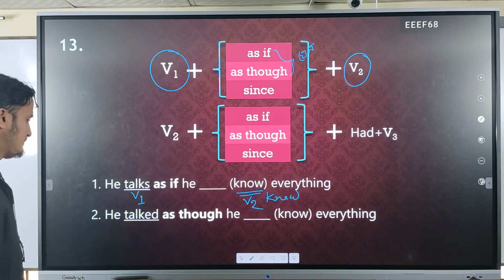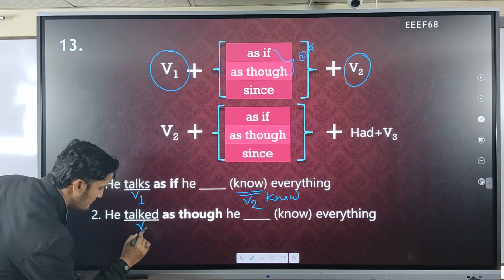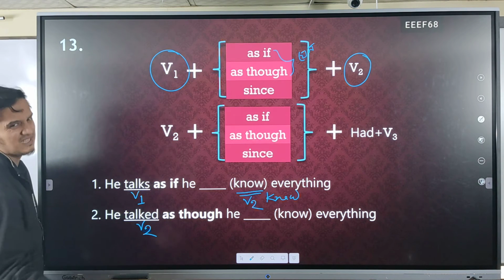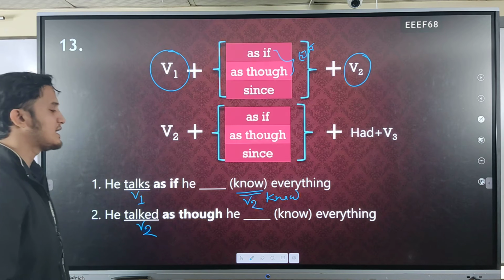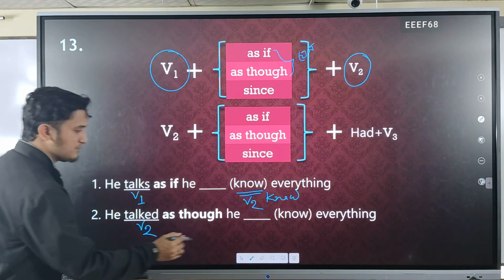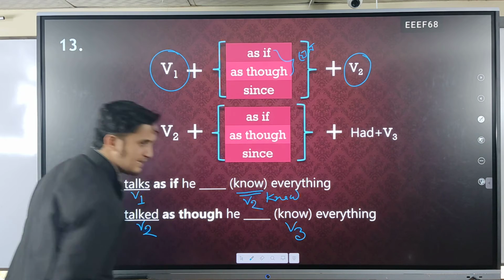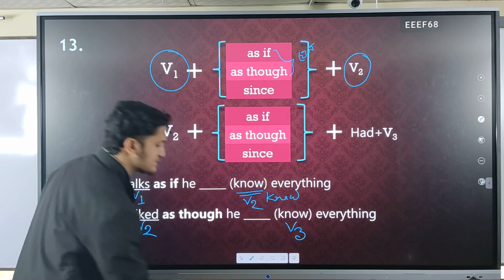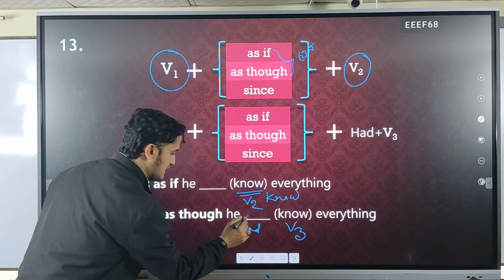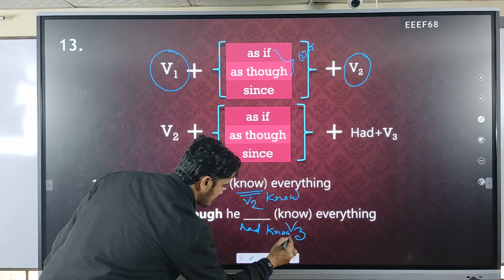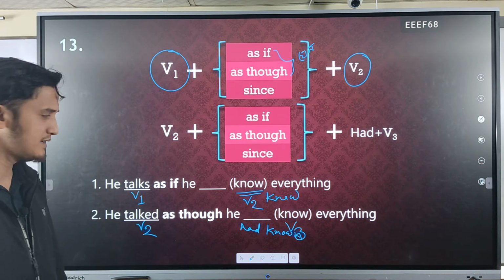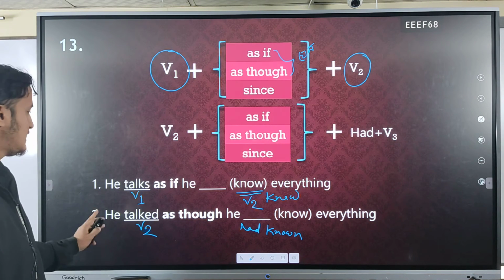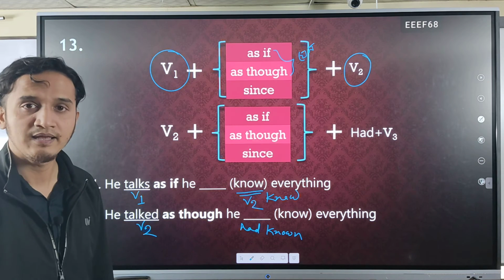Again, another example for you. He talked. The verb is in the simple past form. He talked as though or as if, we can say as if or as though he, V3, and this form should be in the past participle form. And participle perfect নিয়ে যেতে হবে, that means what? He had known everything. I think it's clear to you now, right? He talked as though he had known everything.